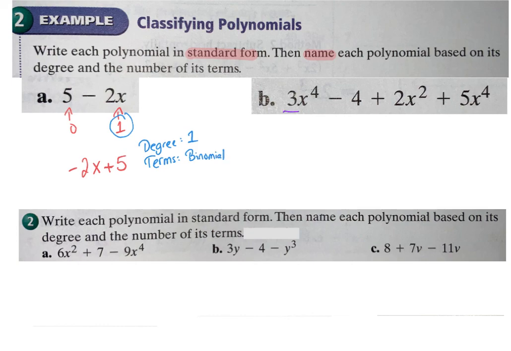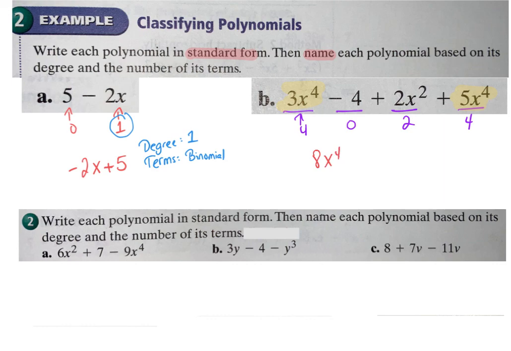So here I have a degree of 4, a degree of 0, 2, and 4. Something else with standard form is you have to combine all your like terms, okay? So I have like terms. What are my like terms here? 3x to the 4th and 5x to the 4th. And so I want to combine those first. And I'm going to have 8x to the 4th.